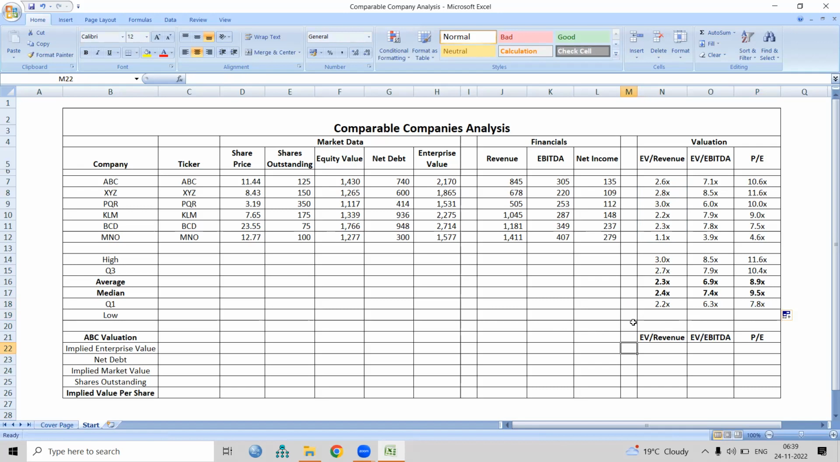The last one is the low value. How do you find the low value? That's the minimum value. We use this equation, equals to MIN. MIN stands for minimum. Open the bracket, select the data, close the bracket, enter. So the minimum values we have got here.